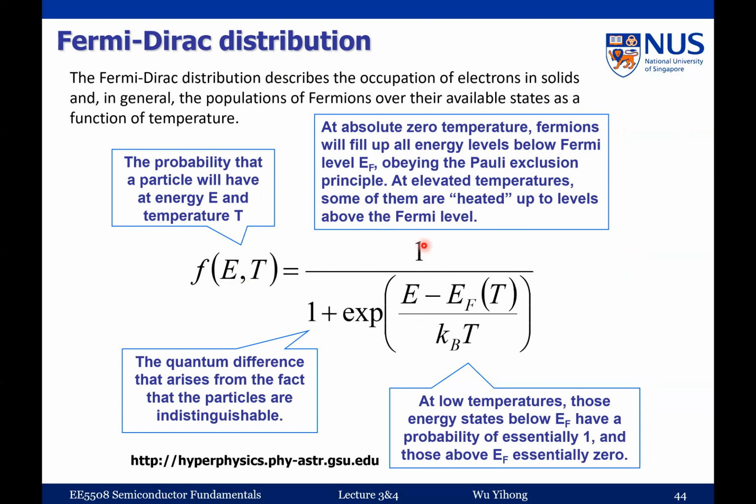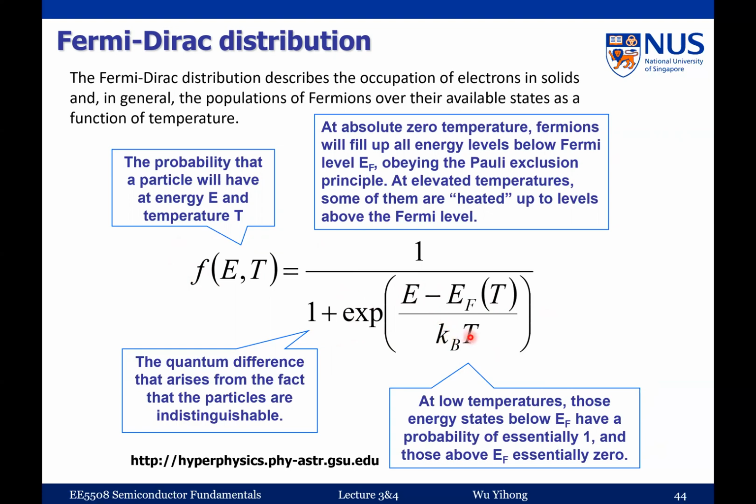It is given by 1 over 1 plus this exponential term. Obviously, if this term is 0, then the probability is 1. This 0 means that T approaches 0. When T approaches 0 and E minus EF is negative, meaning E is less than EF, this whole term will approach 0, and then you get 1.